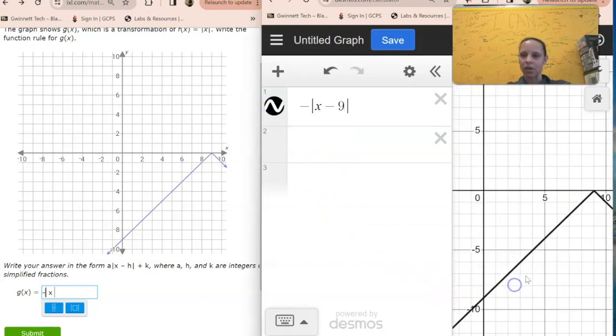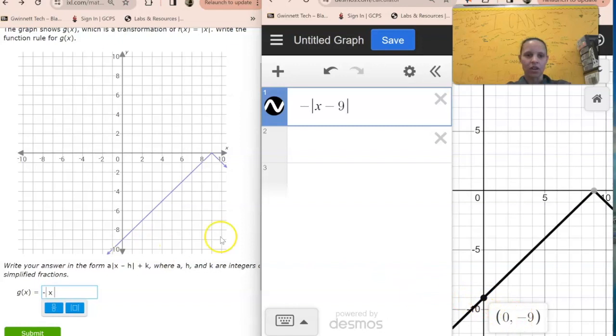And is that where it's supposed to be? Should it be at (9, 0)? It is. Let me pick another random point like this one right here. Negative 9, 0. Is this (-9, 0)? Oh, sorry, (0, -9). Yes, it is. So this is correct.